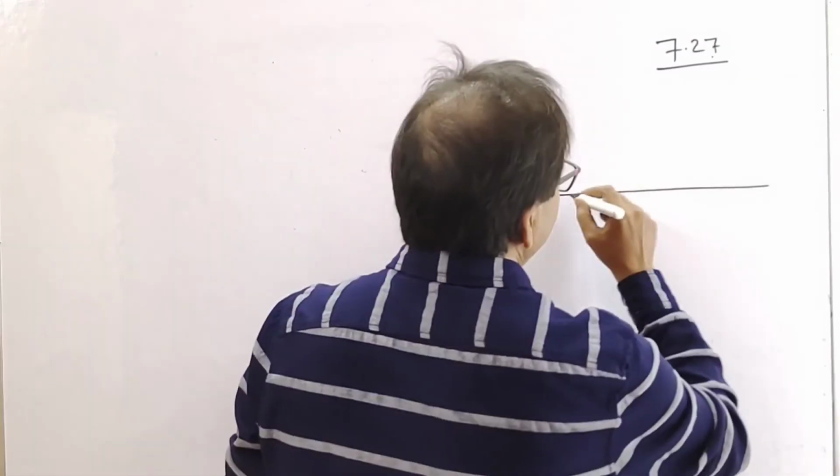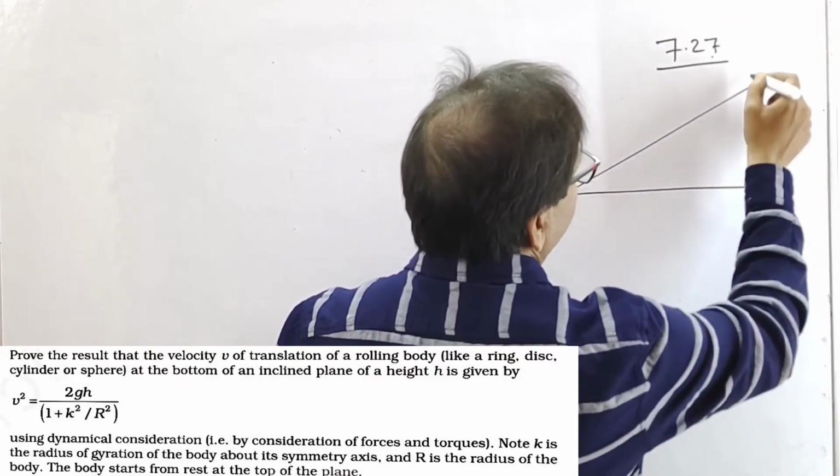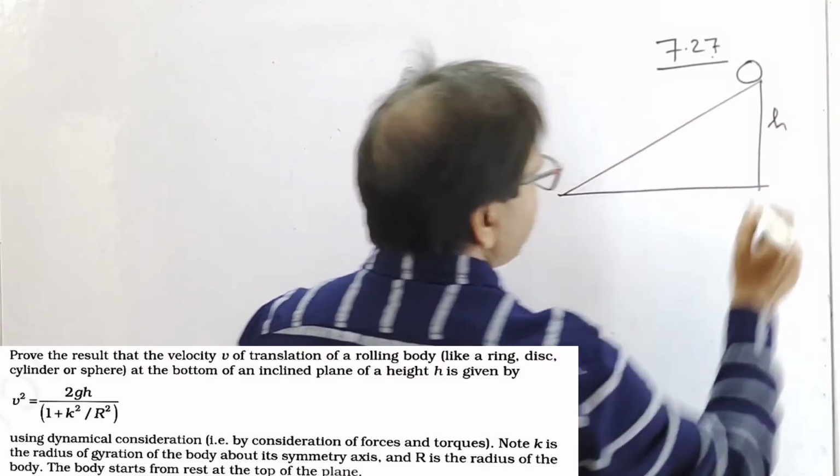Okay, understood? Now look at this, a body rolls down an inclined plane of height h.